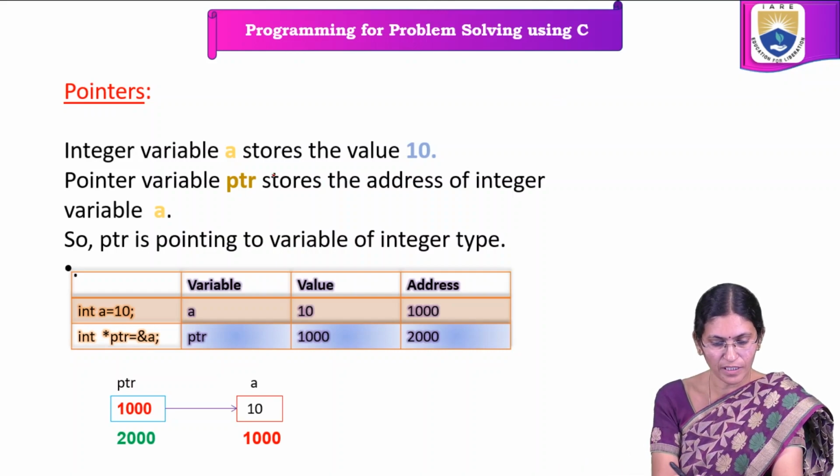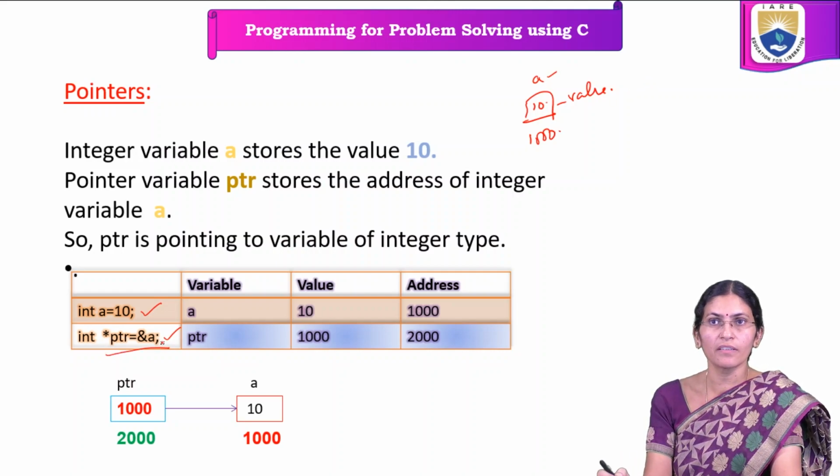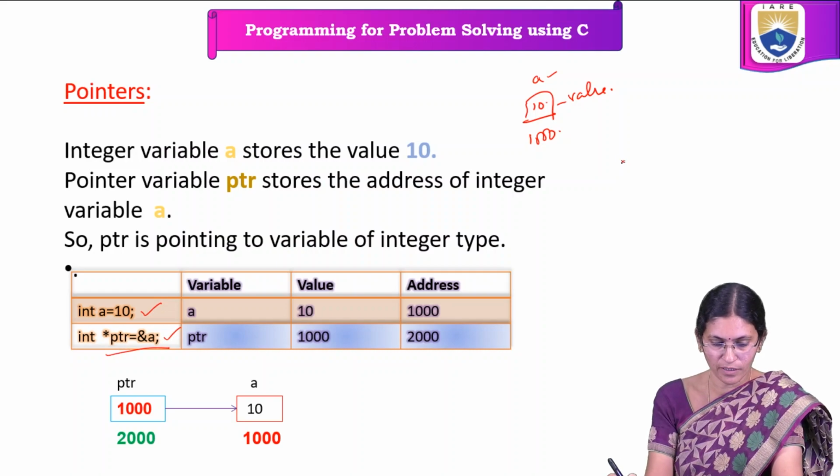Here integer variable a. There are two lines. The first line declares integer variable a, so it will store an integer value only. The value is 10, and its corresponding address is 1000. Suppose this is the address of this variable, and the variable name is a. Now if you declare in this way, star ptr is a pointer variable. We can declare and initialize a pointer variable in this way.